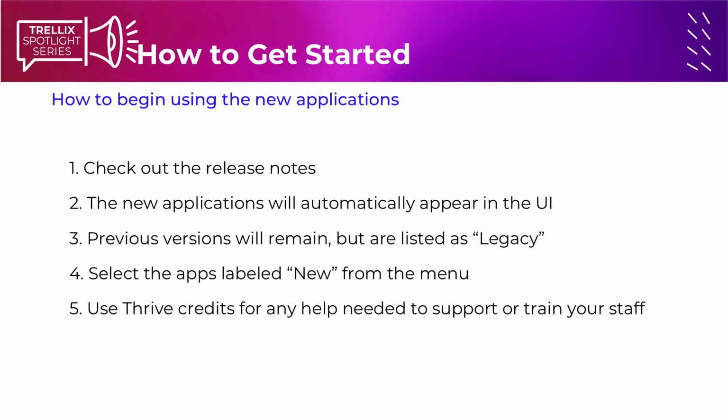So number 4, you select the apps that are labeled new from the menu, again up on the top left. And then if you do need some help, use Thrive credits for any help that you may need from our support team or to train your staff and something like that. So real easy to get going to begin using these new applications within Helix Connect.